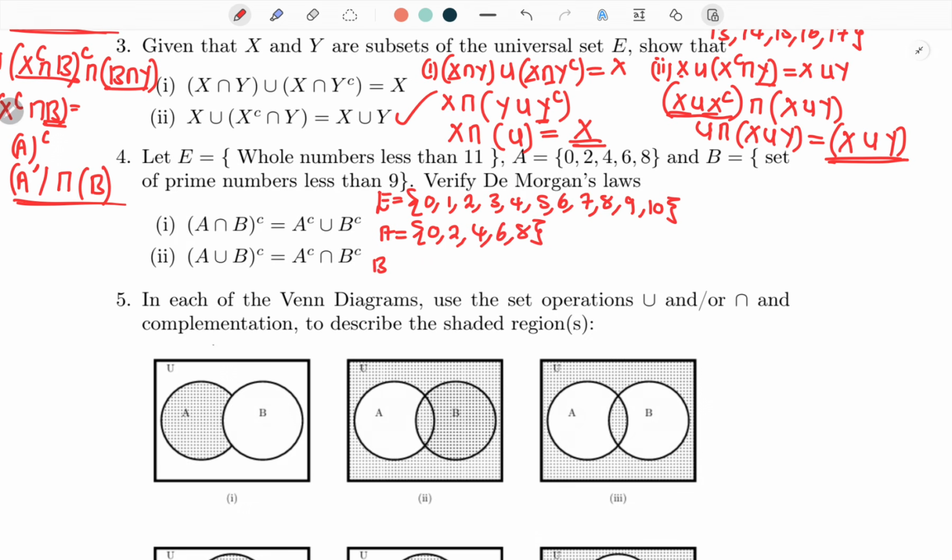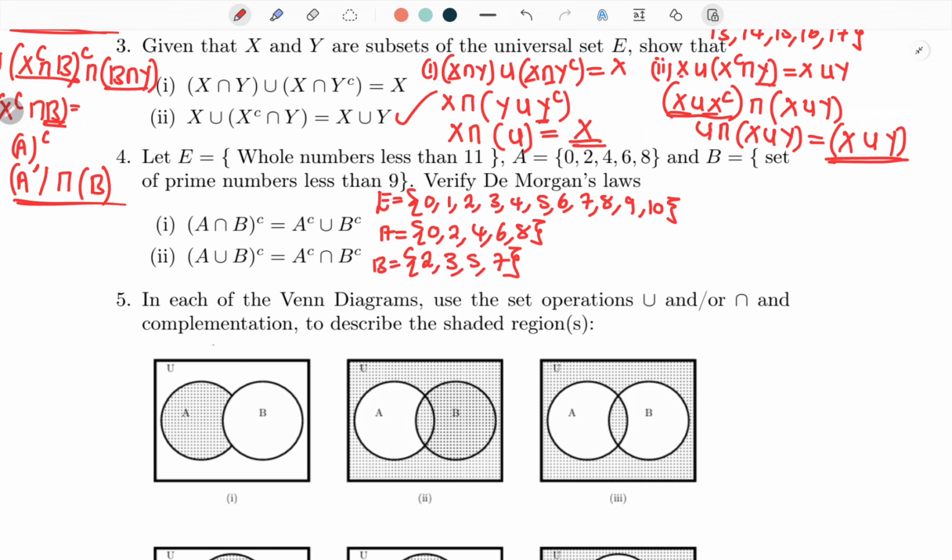B, they're saying it's a set of prime numbers less than 9. What are prime numbers? Numbers that are simply divisible by 1 or itself. So it's going to be starting from 2, 3, 5, 7. Because they're saying it should be less than 9, it will just end at 7. It's very important to obey the instructions given in the set.